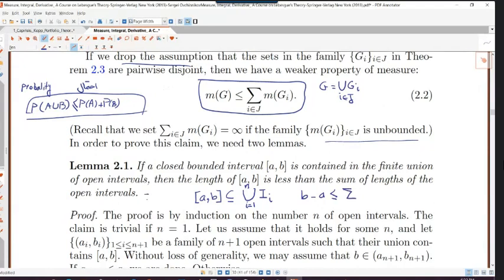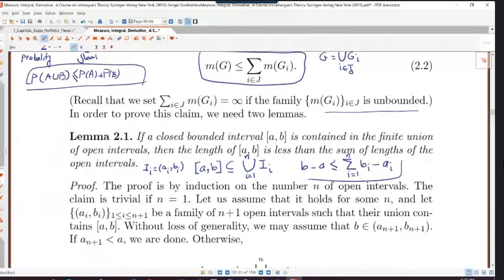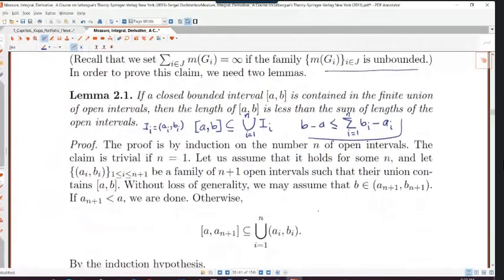Let, for example, Ai to Bi be the open intervals. They may have a non-empty intersection together. The sigma of Bi minus Ai, i from 1 to n. Okay, you can check the proof on your own.